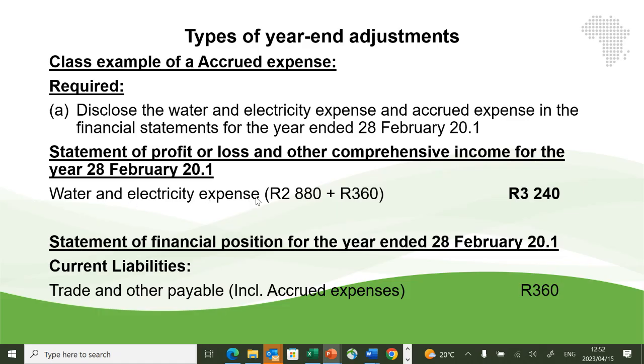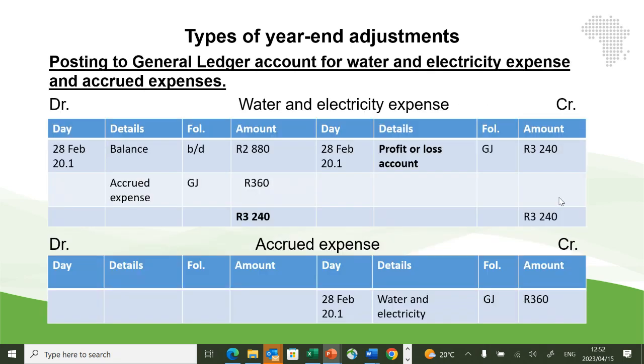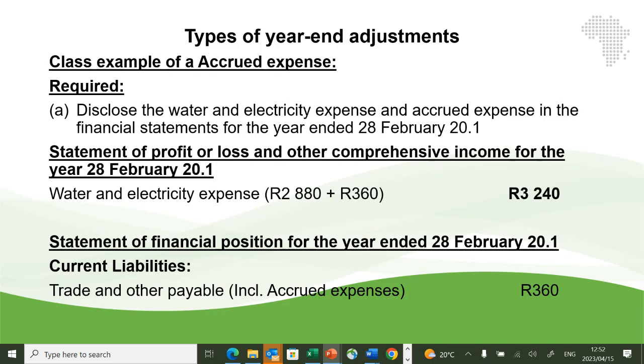Income and expenses only, but we are dealing with water and electricity expense. So what we're going to do here, we're going to say 2,880 plus 360. It gives us 3,240. It's the same amount that we disclosed here in the profit or loss account. Why are we adding this 360? Because we said this water and electricity was not taken into account, but it needs to be taken into account so that it increases our expenses. That's why you are adding here.